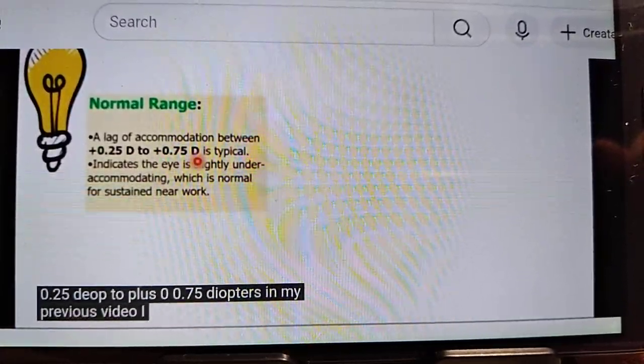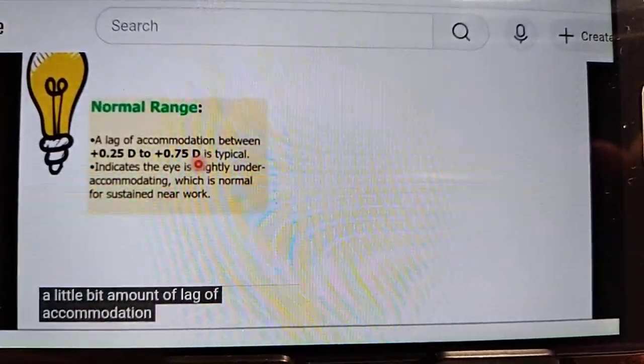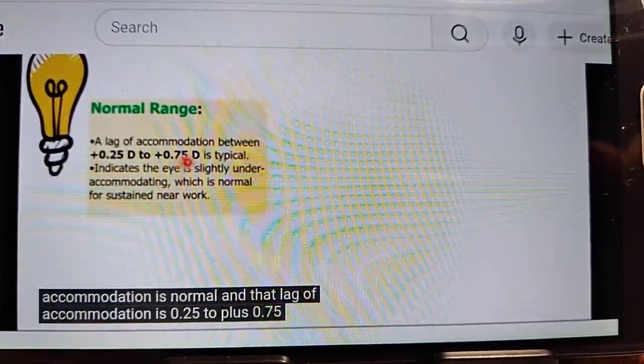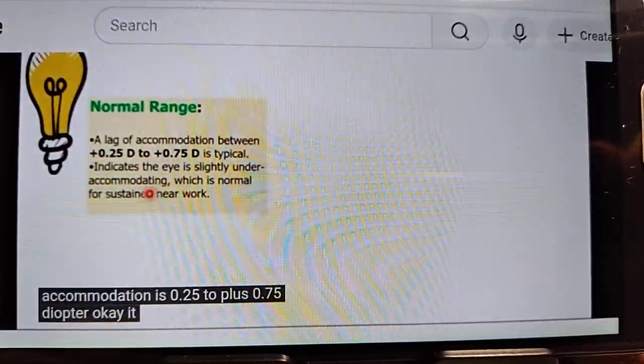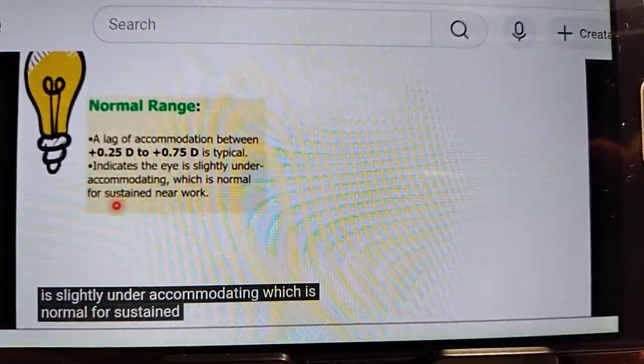In my previous video, I told you that a small amount of lag of accommodation is normal, and that lag of accommodation is plus 0.25 to plus 0.75 diopter. Okay, it indicates that the eye is slightly under accommodating, which is normal for sustained near work.